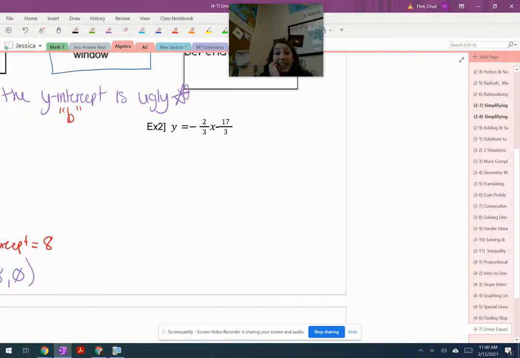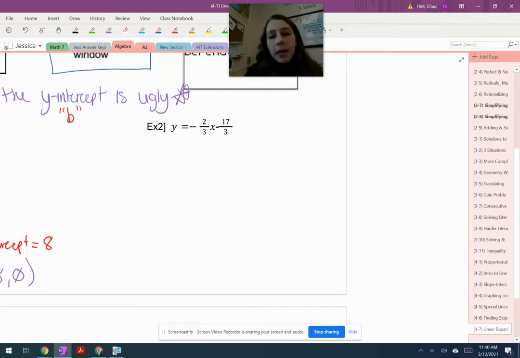Okay, so we're going to look at the second example, which is the kind of problem where using your calculator is going to be absolutely essential. That's because if you look at it, you can notice that this y-intercept is a really, really ugly number. 17 divided by 3 is a repeating decimal that I don't want to deal with. There's no way I could figure out on the graph where exactly 5.6 repeating would be, which is why we're going to use the calculator.